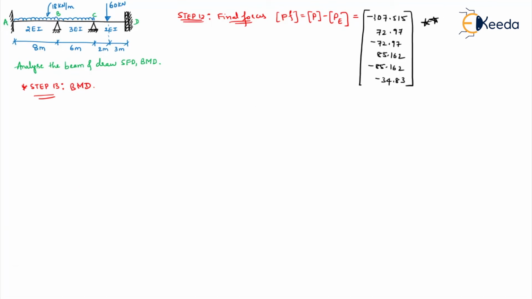See here, this is negative, so that will be your anti-clockwise direction. This is positive, clockwise direction. This is negative, anti-clockwise, anti-clockwise, and this is also anti-clockwise.